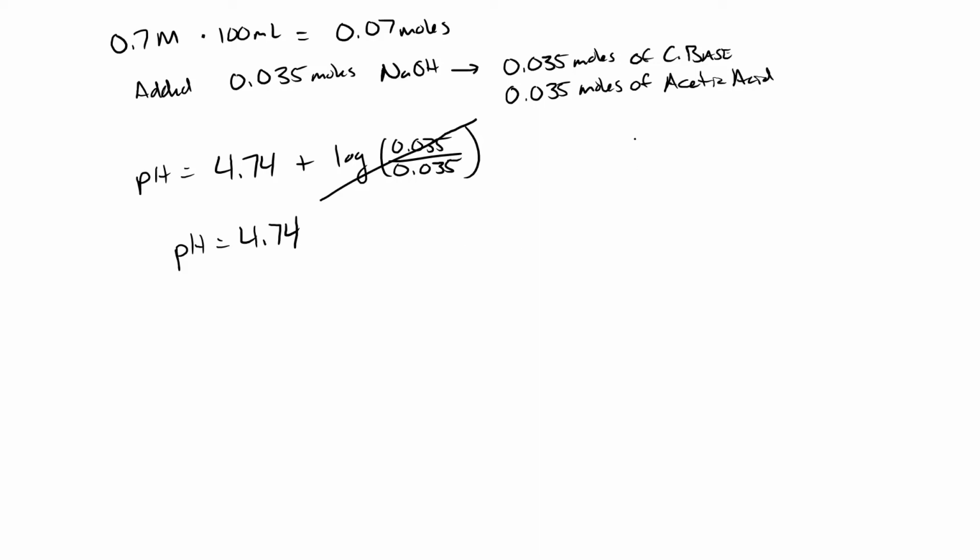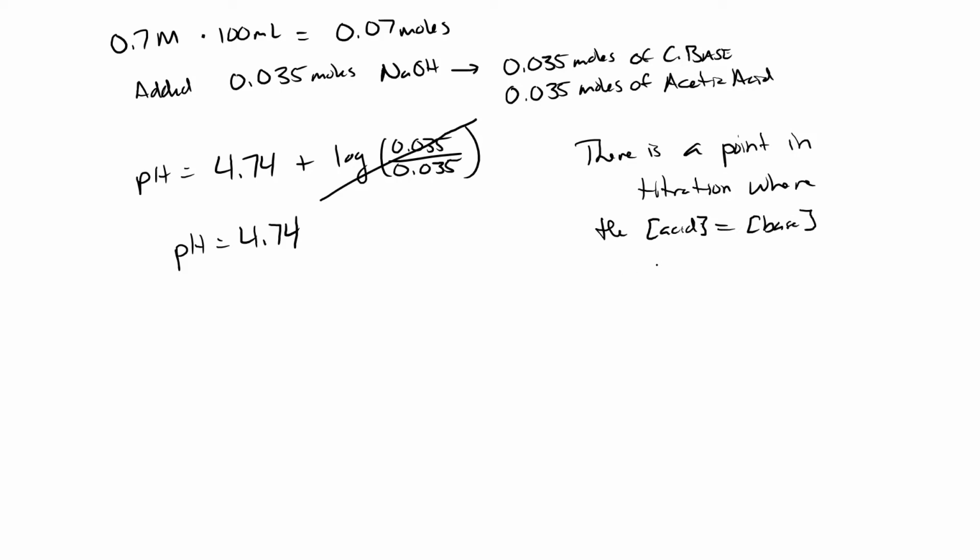So there is a point in the titration where the concentration of acid equals the concentration of base. At that point, the pH equals the pKa of the acid.